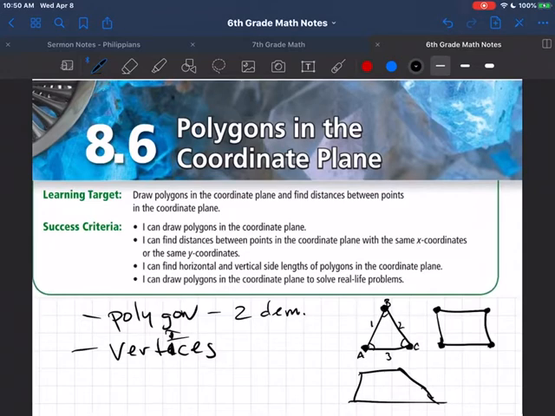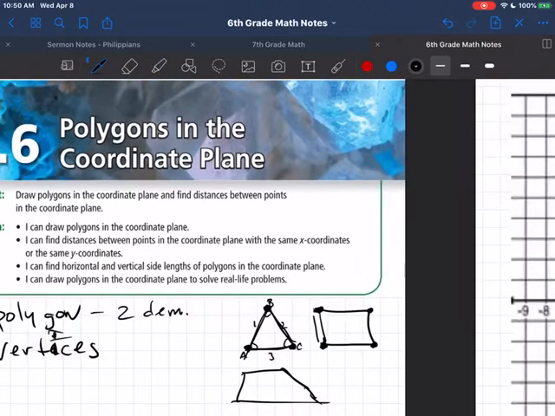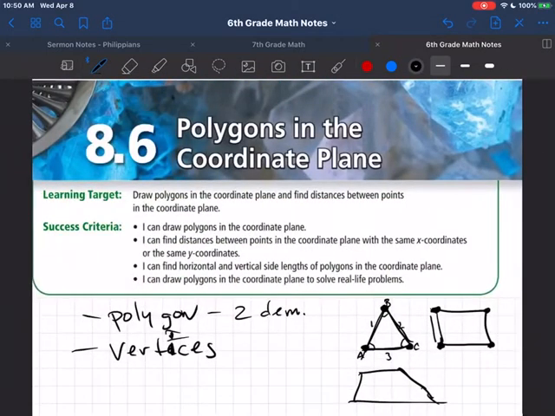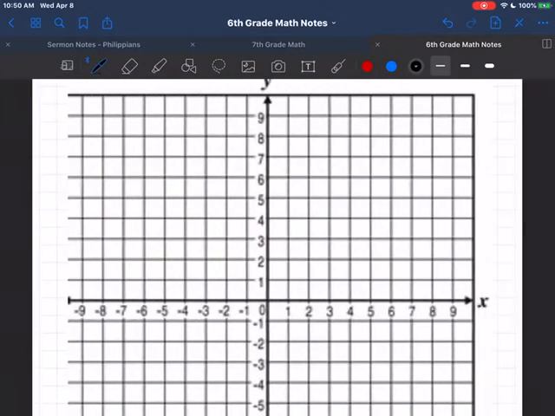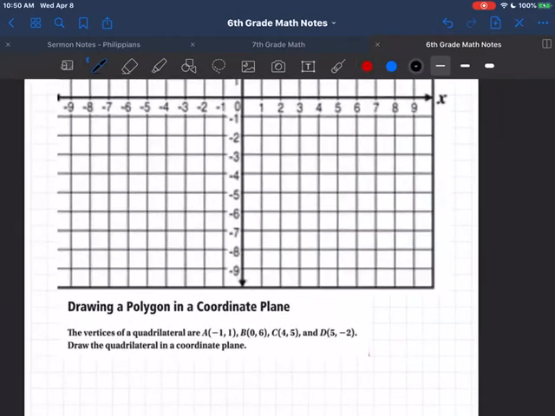Okay, it's not difficult. So when we draw a polygon, all we're going to do is plot these points and then fill in the lines to make the polygon. Then from that we're going to be able to find the distance. Well, how long is this right here if we know where these points are, and we'll talk about that. So I want to start with, that's just an intro. You can find the horizontal side lengths. You can draw a polygon and solve real world problems. Okay, so we'll keep going.